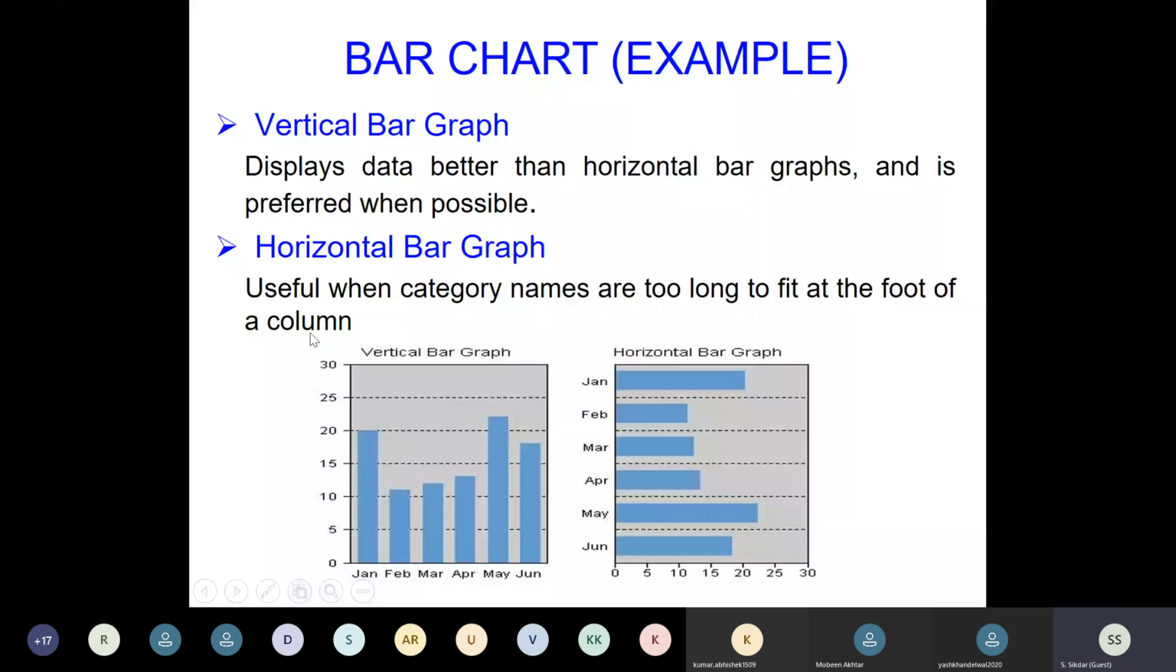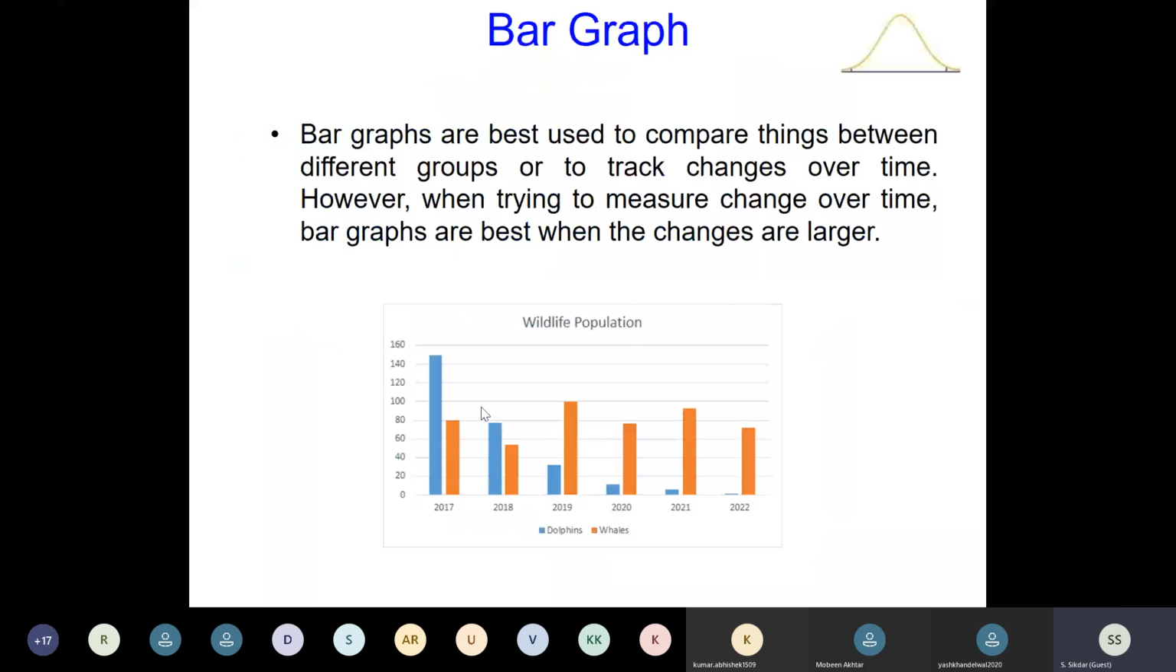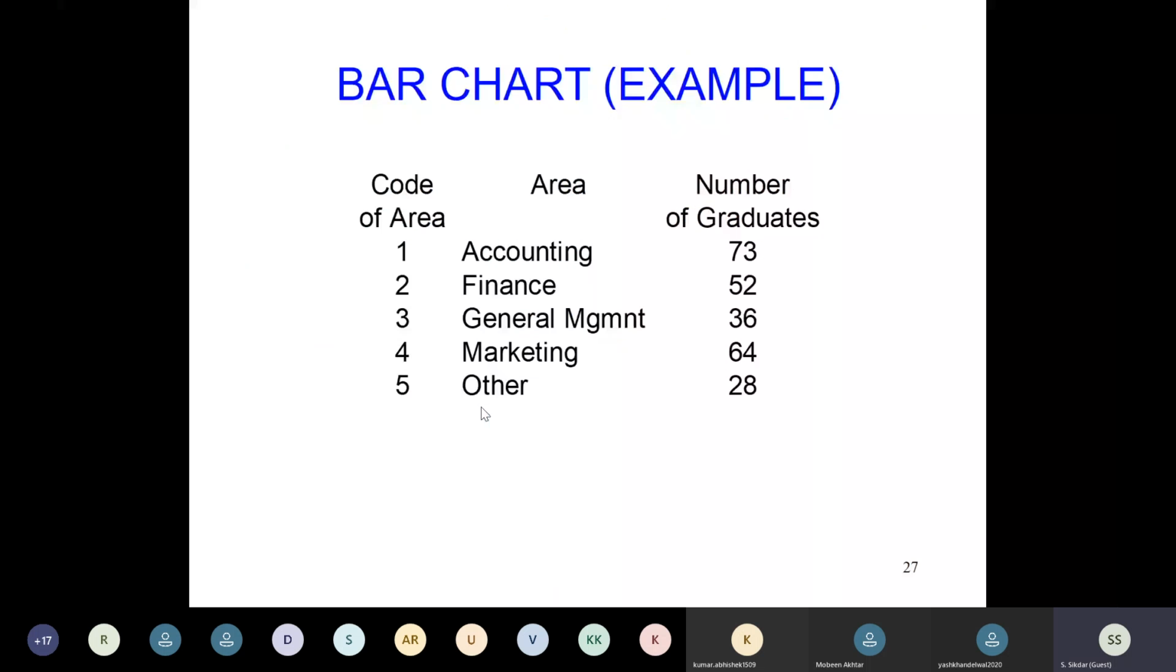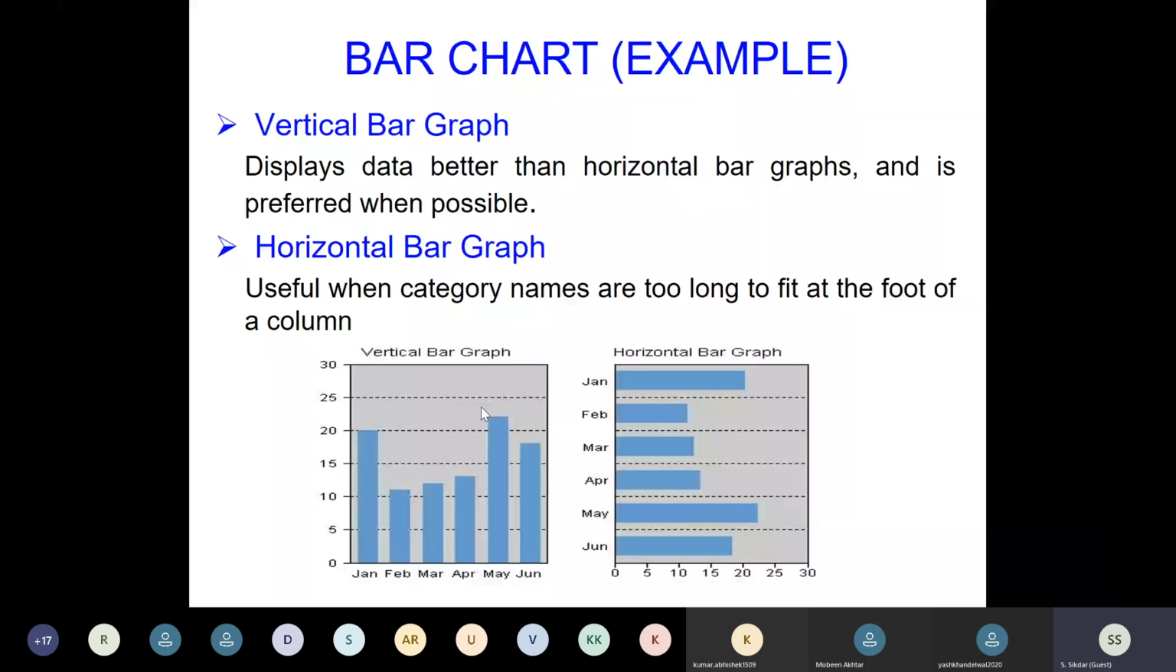Now we have done so many things. Earlier we talked about the pie chart, then we moved to the histogram, and then the bar chart. Now tell me one thing: we plotted a bar chart as well as a histogram. What's the difference between the histogram and the bar chart?